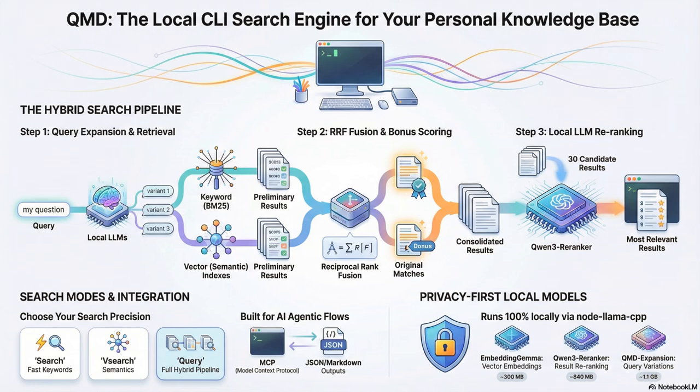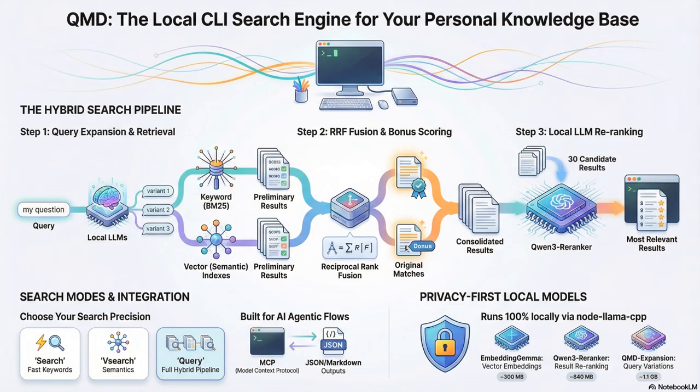Okay, so we've been talking about this as a tool for a human. I type a query, I get a result. But the documentation explicitly mentions agentic flows. The buzzword of the year. What does a local search engine have to do with agents? Well, QMD isn't just for you. It's designed to be the long-term memory for other AIs. It has an MCP server built right in.